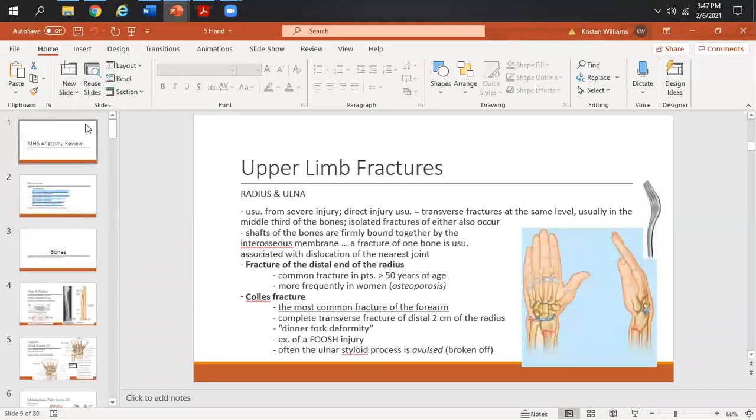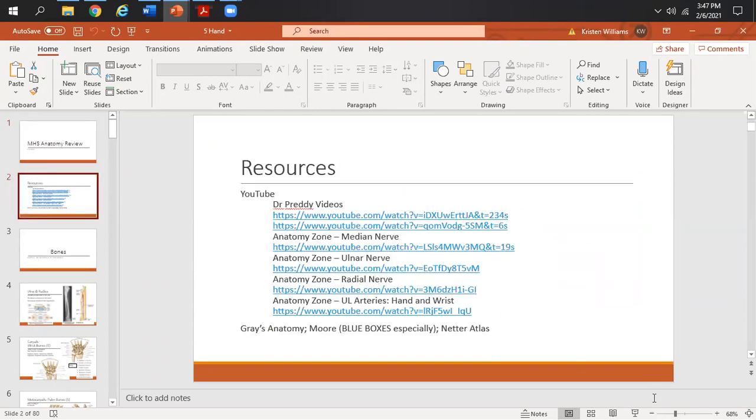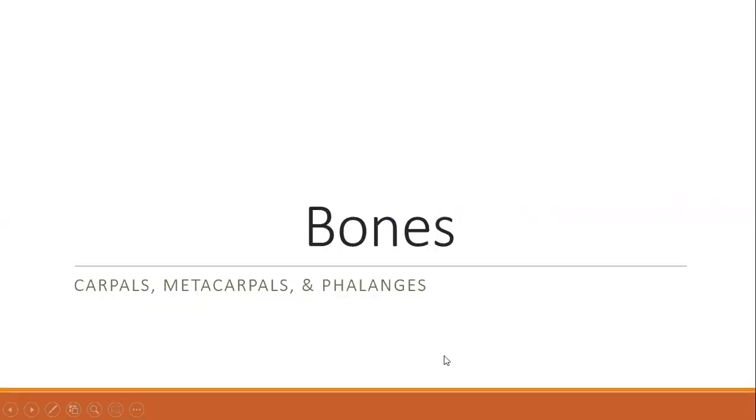All right. So like I said, I will send this PowerPoint to your class rep. Things that I want to endorse: Dr. Preddy videos always, he's very helpful with this. There are some really good Anatomy Zone videos that talk to you about the distributions of the nerves as well as upper limb arteries. And as always, Gray's Anatomy, Moore, and Netter Atlas are really good books to look at.